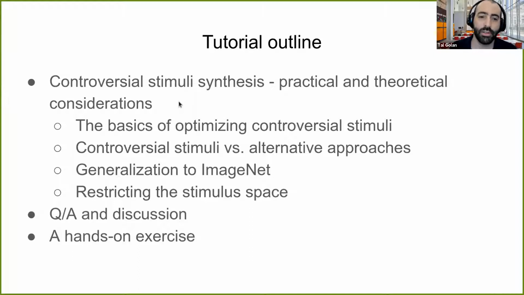Hi, so this tutorial will have 3 parts. In the first part, I will give an overview on both practical and theoretical considerations related to synthesizing controversial stimuli. I will begin from the basic optimization loop for creating controversial stimuli. Then I will compare controversial stimuli to alternative approaches. Next, I will briefly discuss the results from generalizing this method to ImageNet. And last, we'll discuss ways of restricting the stimulus space in which we search for controversial stimuli.